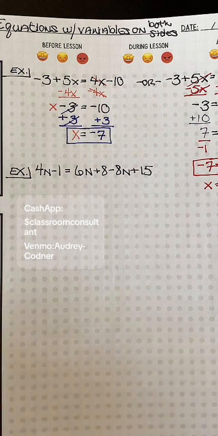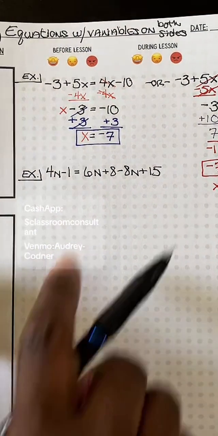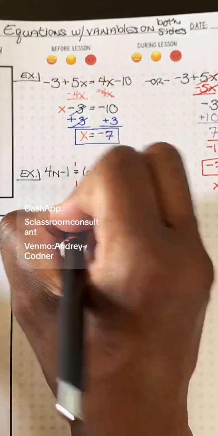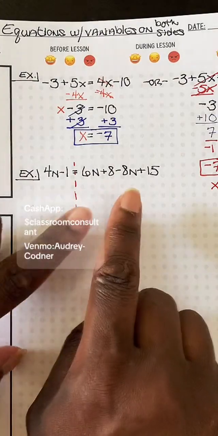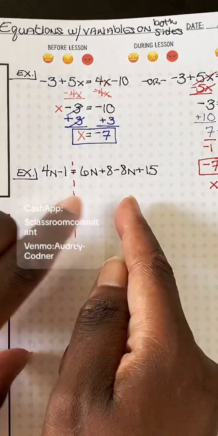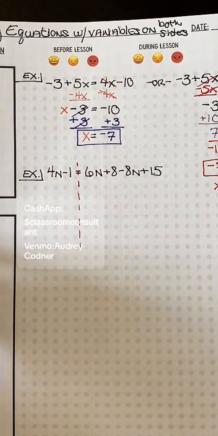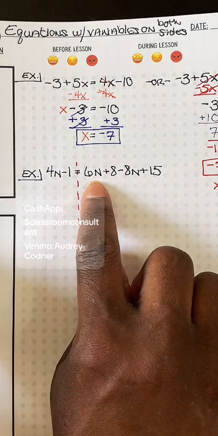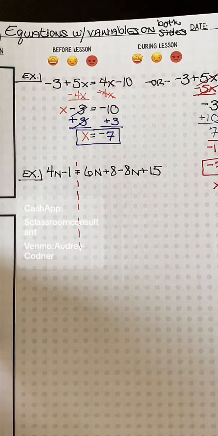So anyway, we have this nice long problem. But no matter how much they try to overemphasize, always think of your equal sign as the divider. Whatever we do on one side of the equal sign, we do on the other if we need to carry things over. That's why I did this problem right here. We have 6n, 8, negative 8n, and 15. So there's a lot of things happening on just that side of the equal sign.